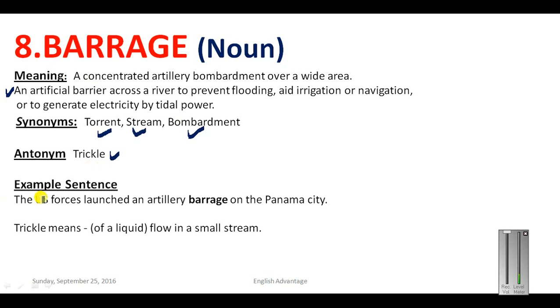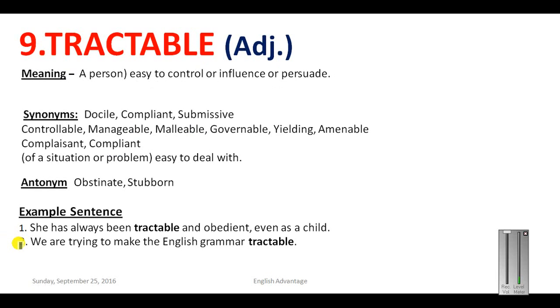The US forces launched an artillery barrage on Panama City. This is the example sentence. And trickle means a flow in a small stream, flow of liquid in a small stream. So this is the meaning of barrage. Now let us look at the next word, tractable. This word is very common, very important at the same time. Tractable is someone who is easy to control, easy to influence, or easy to persuade, or you can say easily controllable person.